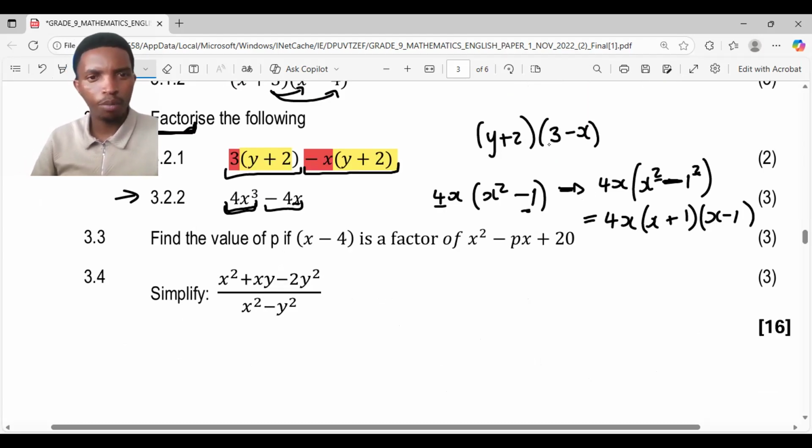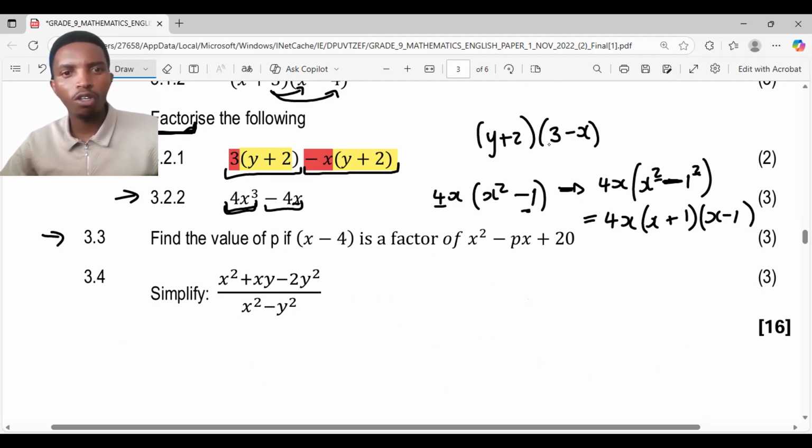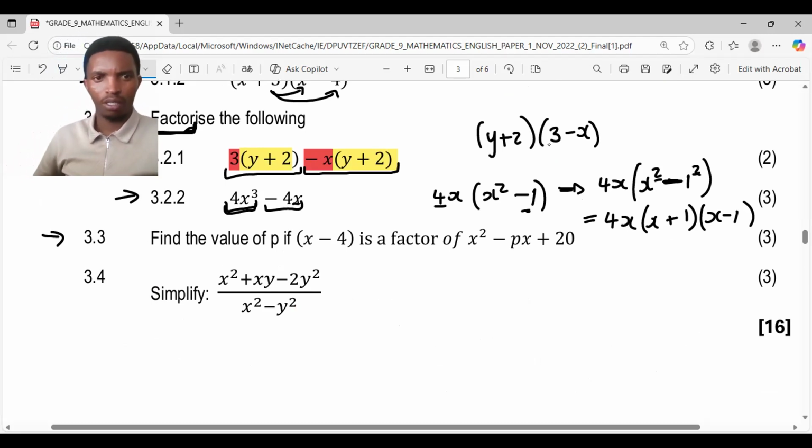And then 3.3, they're saying find the value of p if x minus 4 is a factor of x squared minus px plus 20. How do we deal with this one? What kind of factorization is this one? Trinomial, right? Trinomial.